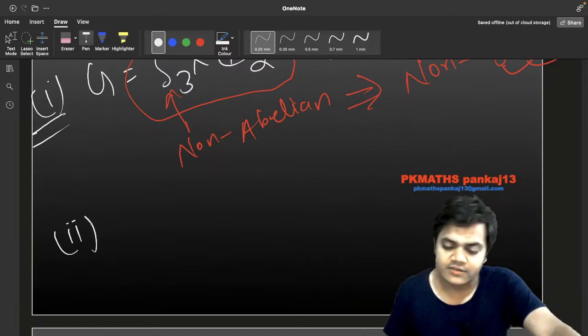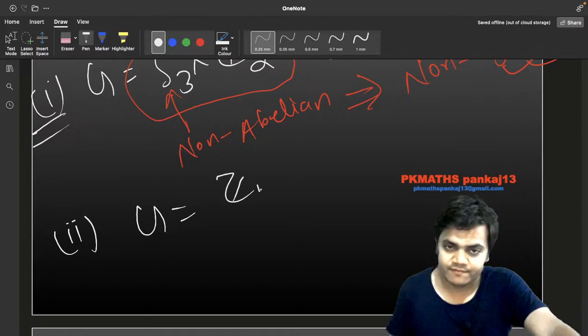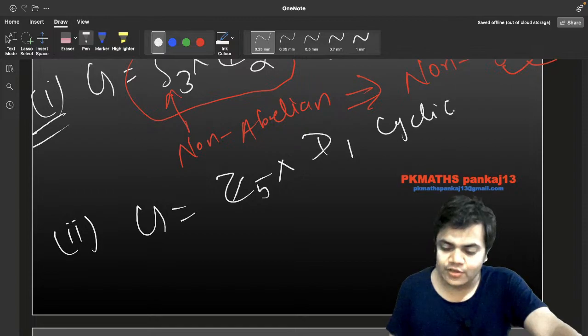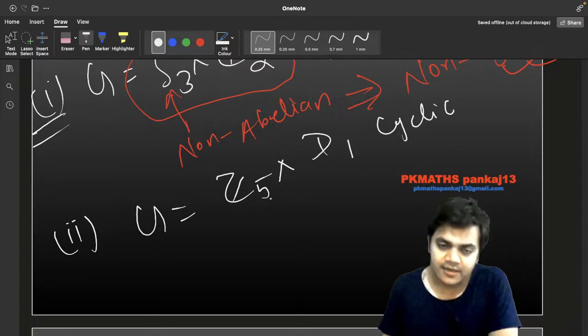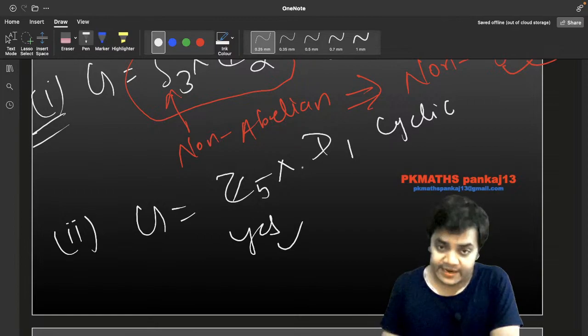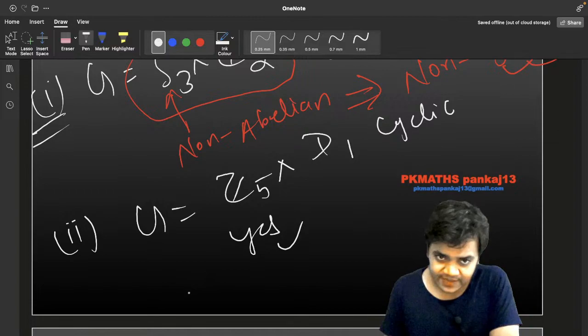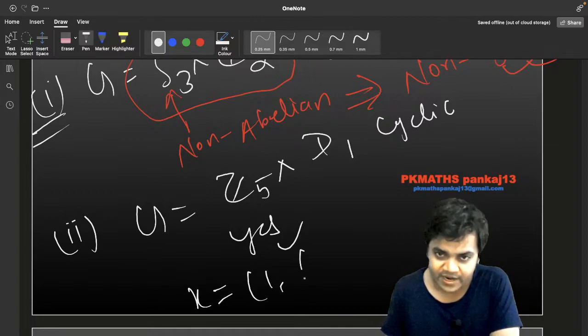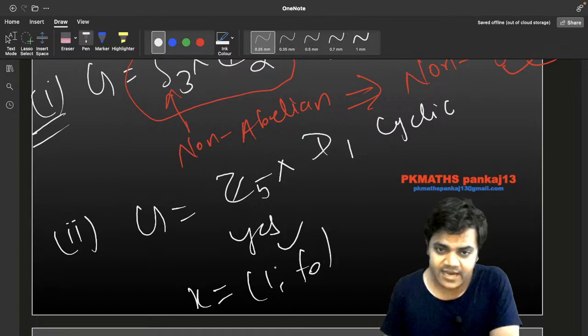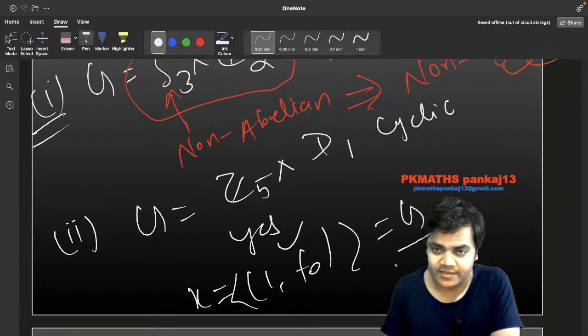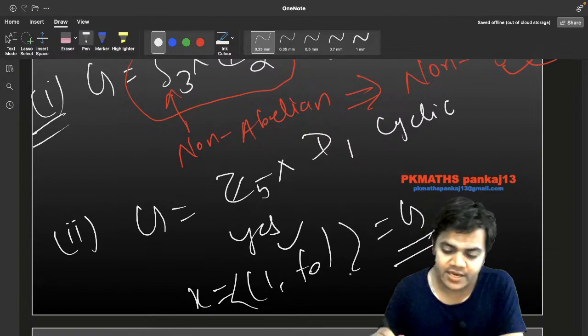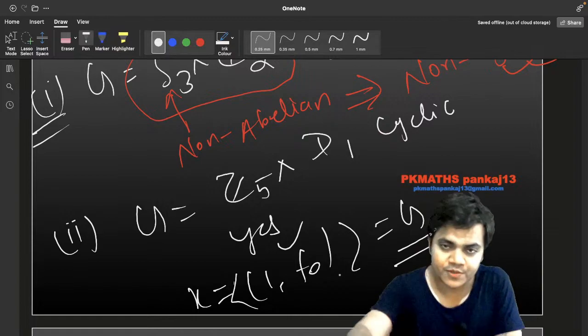If you are given Z equals Z5 cross D1, is it cyclic? Then you can easily see that yes, it is cyclic, because Z5 is cyclic, D1 is cyclic, and its product will be cyclic as well. Then somebody will ask what will be the generator. So we will take 1 from Z5 and f0 from D1, and then this G is going to be generated with the help of this element, and we will not hesitate to say that this is going to be a cyclic group.